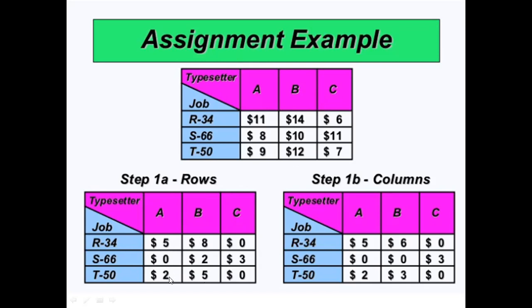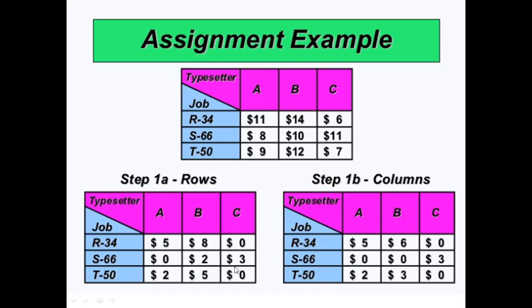So we subtracted all the cells in column A by 0. So 5 subtracted by 0 is 5, 0 subtracted by 0 is 0, and 2 subtracted by 0 is 2. And then now we go to column B, and we look at the numbers to see which one is the lowest, which is 2. So 8 subtracted by 2 is 6, 2 subtracted by 2 is 0, and 5 subtracted by 2 is 3.